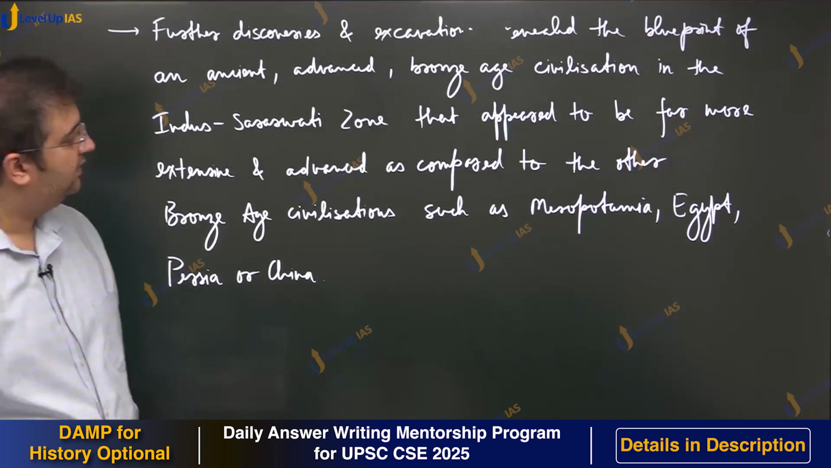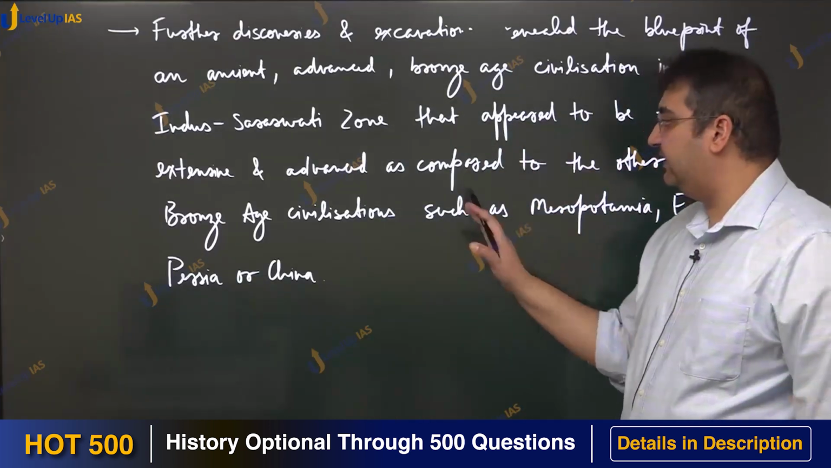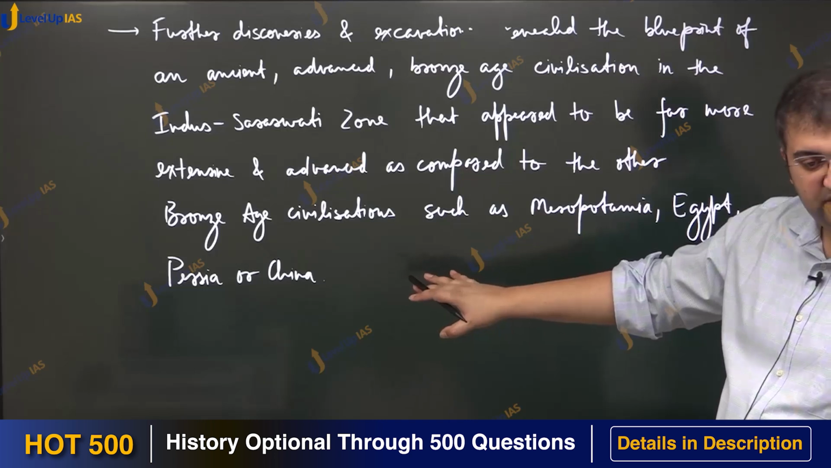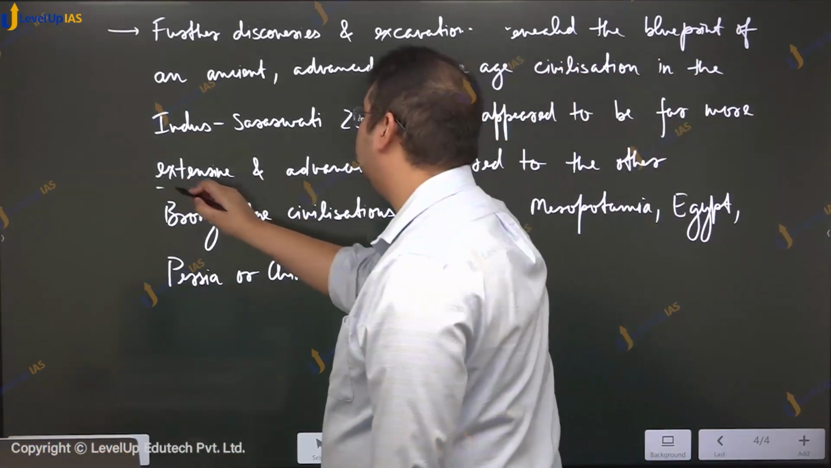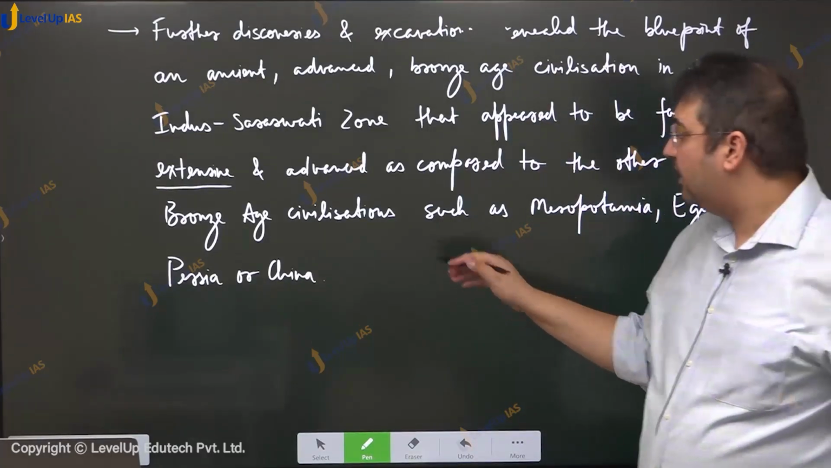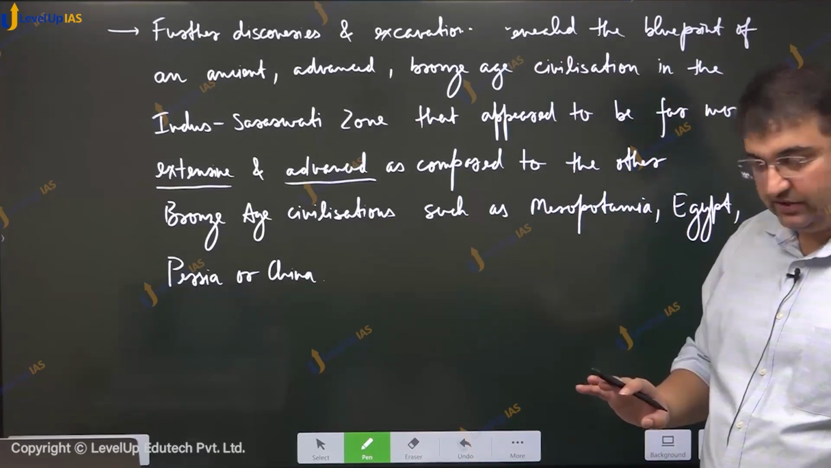Clear? So, like these Bronze Age civilizations, the Harappan civilization was also a Bronze Age civilization, but it was far more extensive. That is, in terms of area and population, it was far larger and far more advanced than those other civilizations.